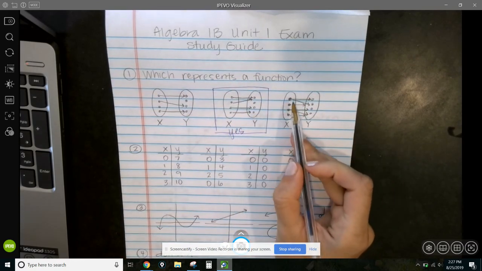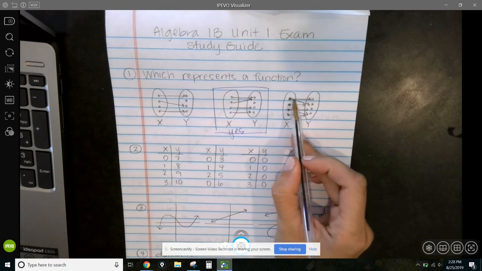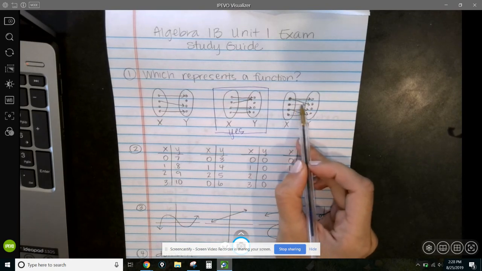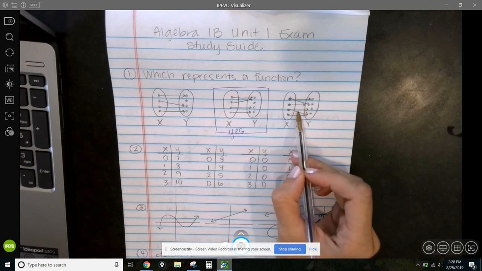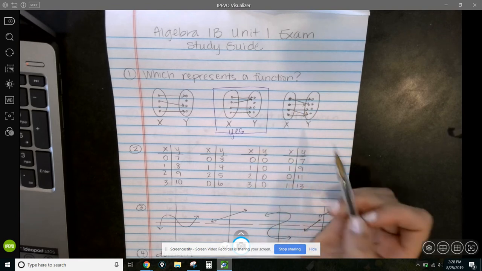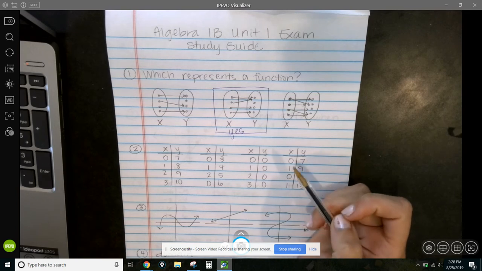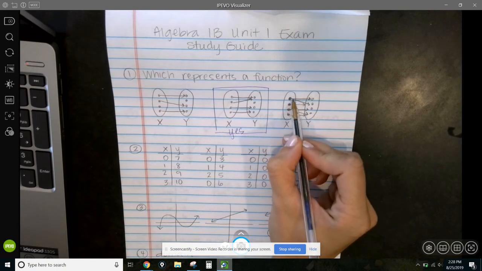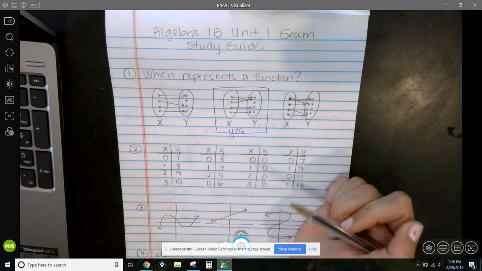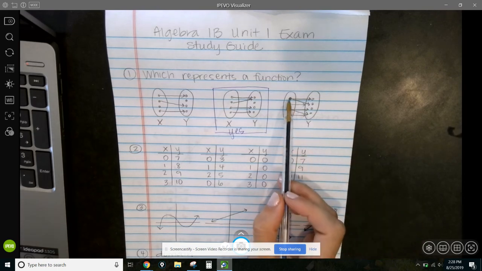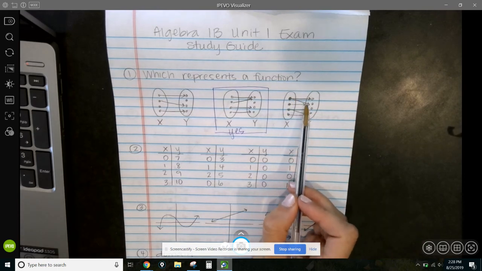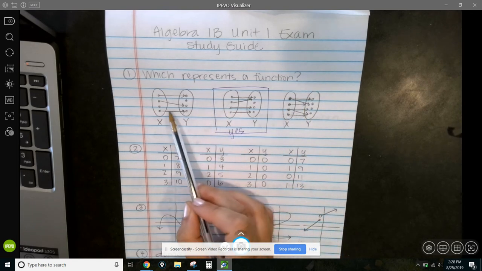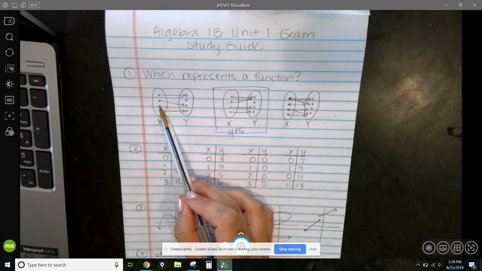We go over to this example. We see this first number going to two separate dots, and then this one's just going to one dot. This one's going to two separate dots, and this one's going to just one. So this is not a function because each input does not have exactly one output. This input has two outputs, and that's not okay. So things that aren't a function: if we have one number going to two different outputs, that's not okay. We also, if we have a number that's going to no outputs, that's not okay either.